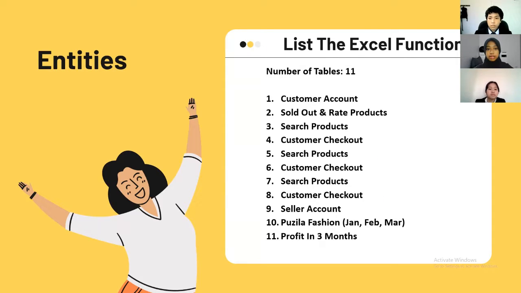Next are the entities from the list of Excel functions. There are 11 tables. The first table is customer account. Second is sold out and rare products. Third is search products for January. Fourth is customer checkout in January. Fifth is search product for February. Sixth is customer checkout in February. Seventh is search product for March. Eighth is customer checkout in March. Ninth is seller account. Tenth is Mozilla Fashion for January, February, and March. And the last is profit in 3 months.